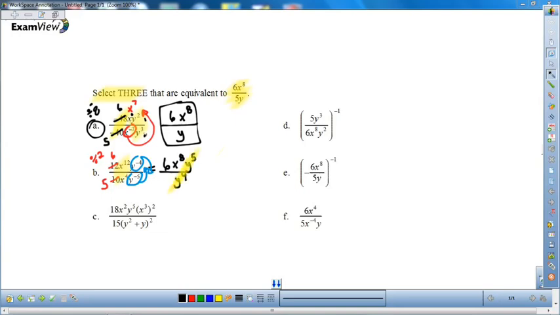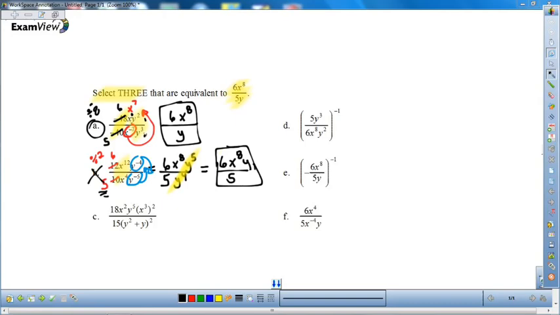So now if I subtract them, I get y, and it's going to be on the numerator because there's more y's in the numerator than there are in the denominator. And I forgot to bring down my 5. The 5 from here. So B is not the same thing as my answer.